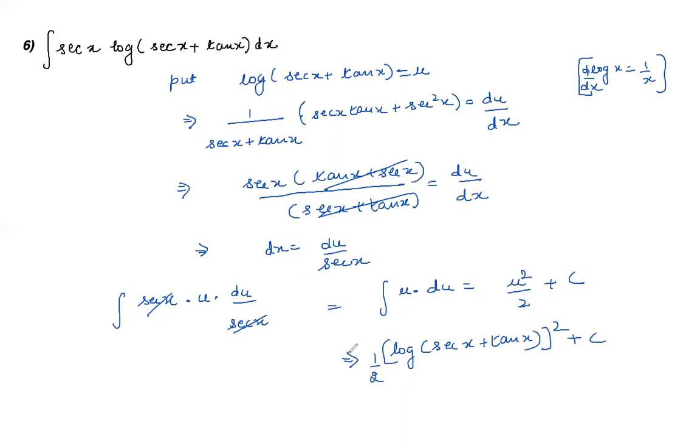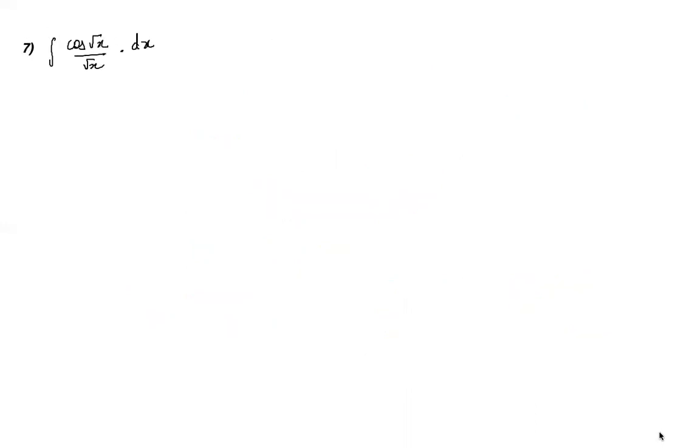So let's move on to the next question. Now in the next question, I have the integration of cos under root x by under root x into dx. What I can do here is put under root x equals u. I'll differentiate again, so it would be 1 upon 2 under root x equals du by dx. This is the differentiation formula for under root x. So I'll get the value of dx as du into 2 under root x. Now I'll put the values again.